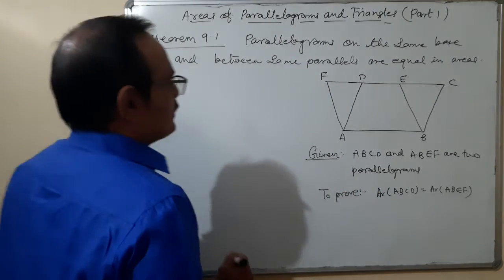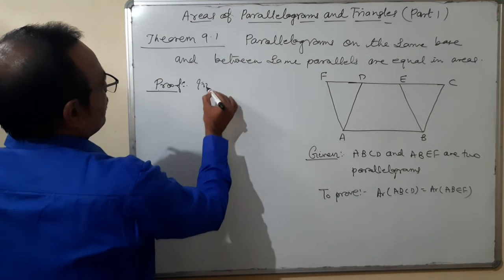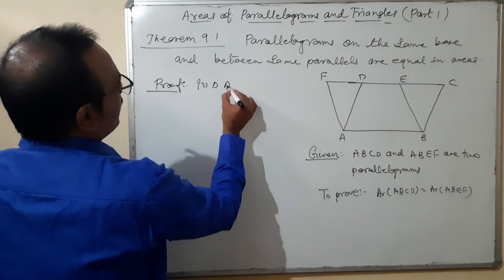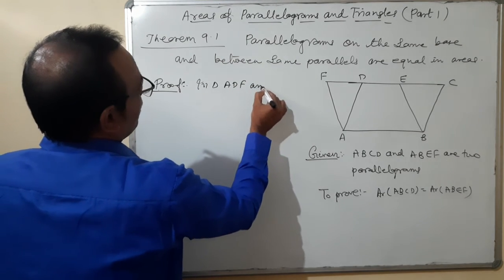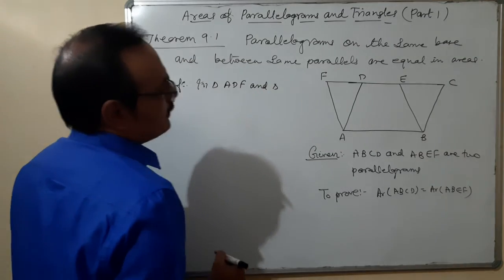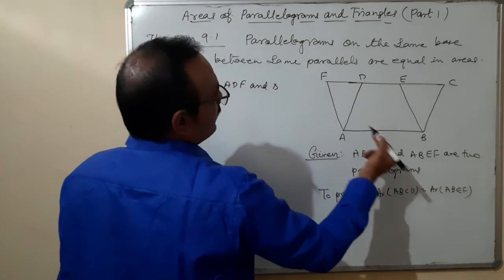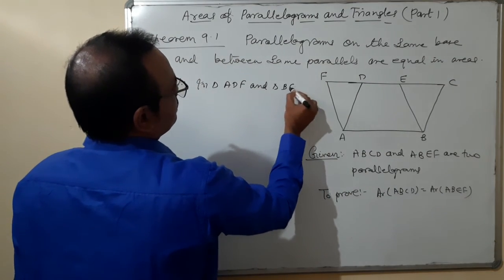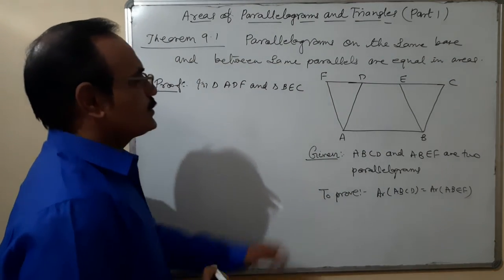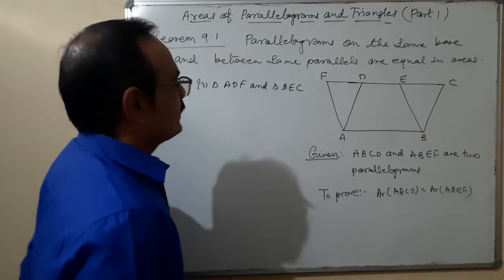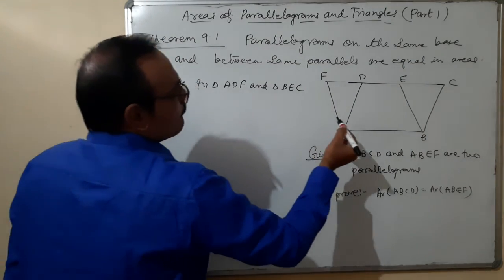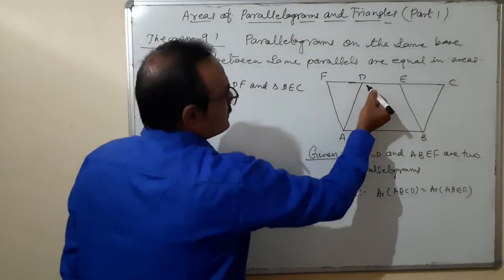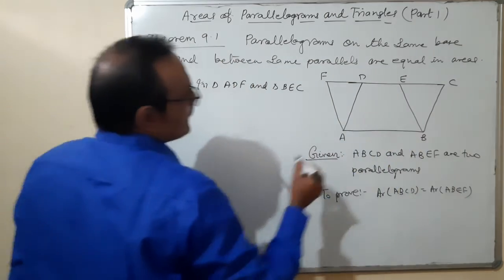So in triangle ADF and triangle BEC, these two triangles I have taken. AD is equal to BC.